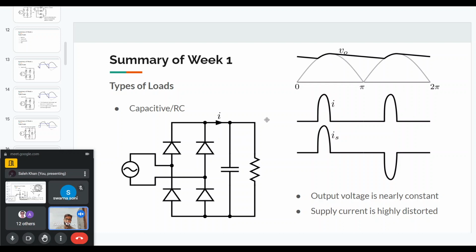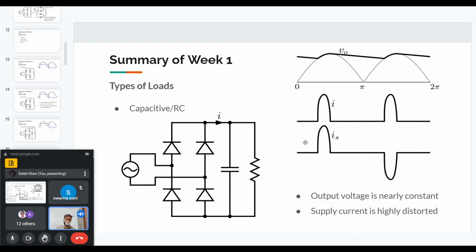And the current I here will basically be only the charging current of the capacitor. And this current will then be reflected in the source current. As you can see, the source current will have a highly distorted waveform. Ideally, we would like to have a sinusoidal waveform at the source current. But since this is a very peaky current, it's a highly distorted current. So the THD of this current is going to be very high.